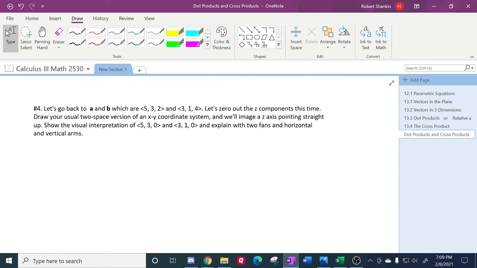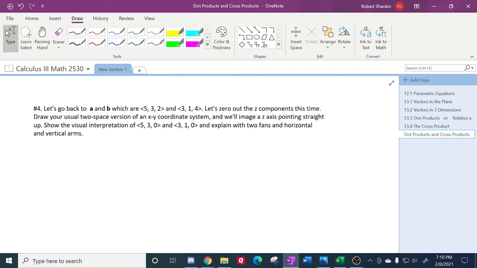So I'm going to ask you to do the following. Draw your usual two-space version of an XY coordinate system, and we'll imagine a Z-axis pointing straight up. Let's imagine that we're writing on a horizontal paper. It's probably on our desk, but we can imagine that it's on the floor, and that the floor is the XY plane, and then the Z-axis points straight up.